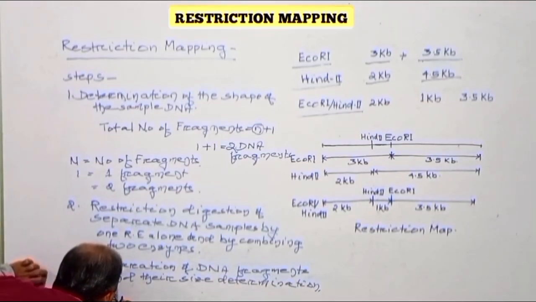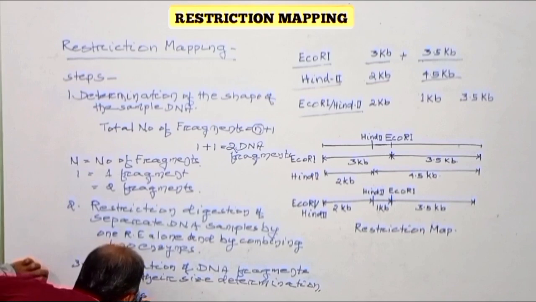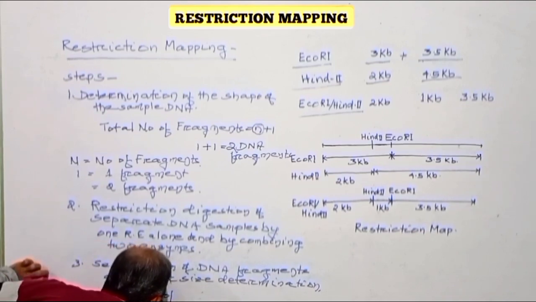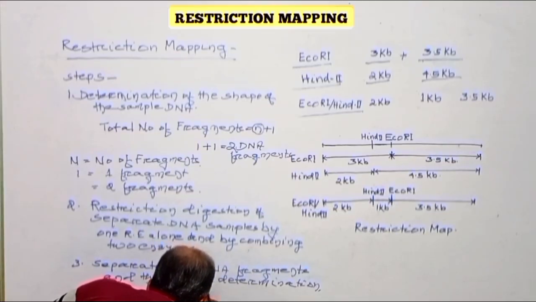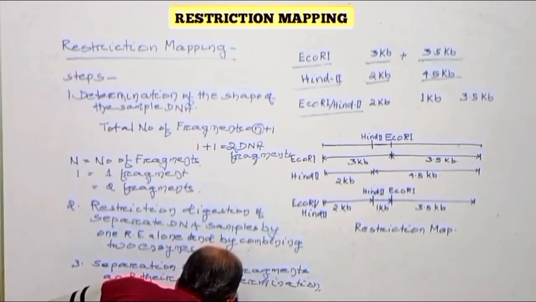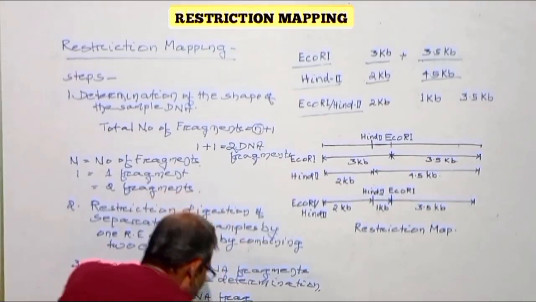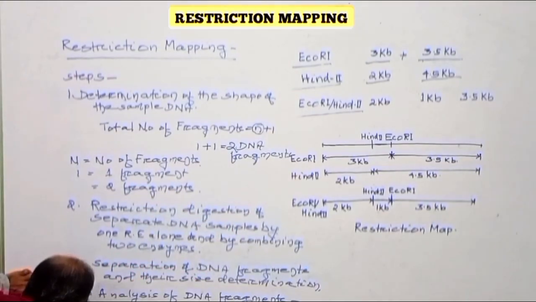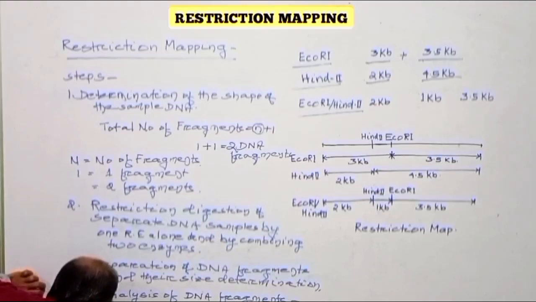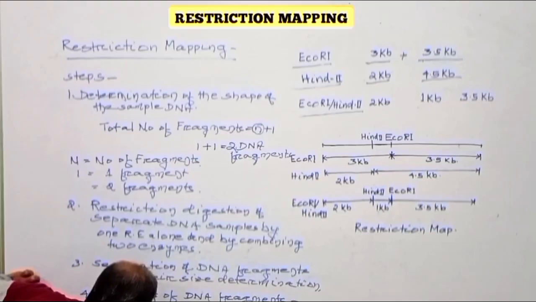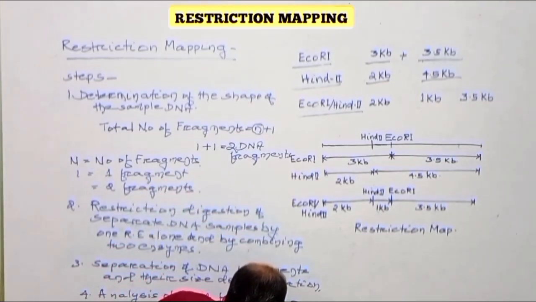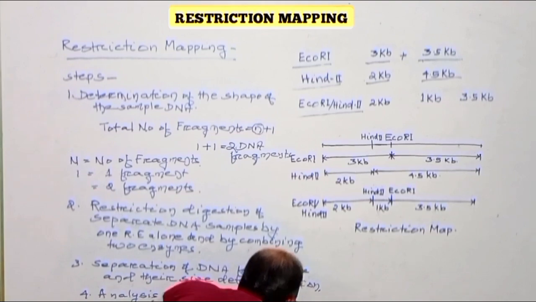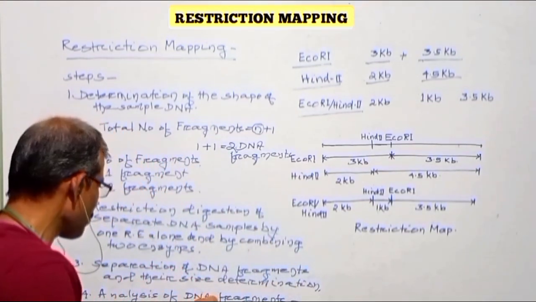The next step is analysis of DNA fragments based on their length. And the last step is arrangement of DNA fragments in an overlapping manner to determine the exact order of different restriction sites and the distance between them.